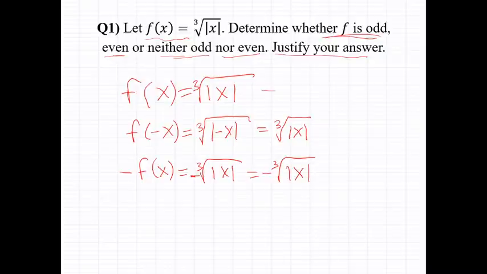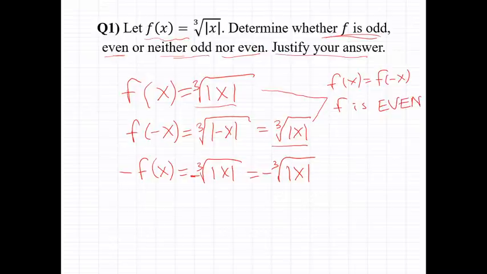Now we check these two. If they're the same, then it means it's even. So they are the same. We have f of x equal to f of minus x. So you say f is even. Now, if you got even, there's no need to look at the oddness, but you can also check.